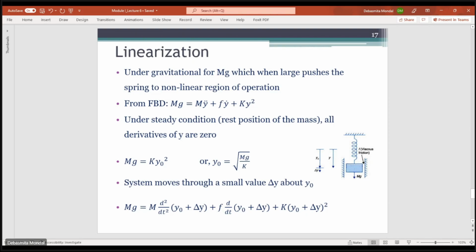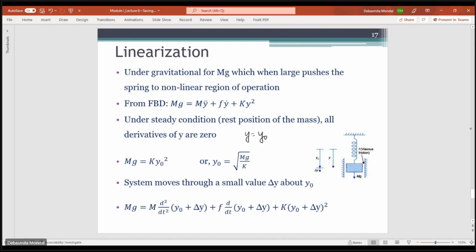Okay, so what we consider here is that at a steady state condition, all the derivatives of the output will be equal to 0. So this term and this term will become 0. And if your steady state is at y equals y0, then you can write mg equals k y0 square. So the value of y0 will be nothing but the square root of mg by k.